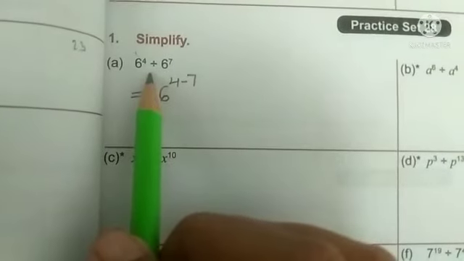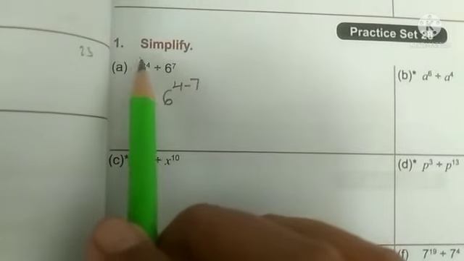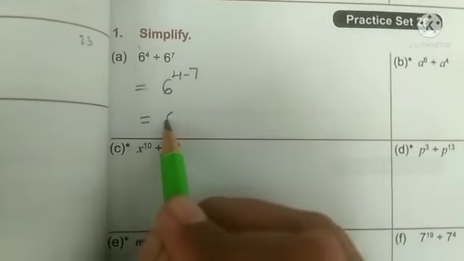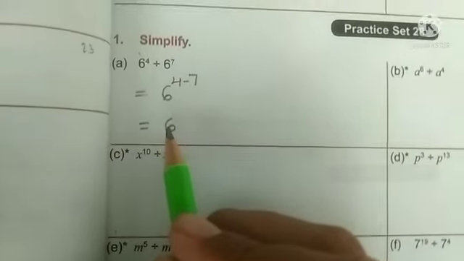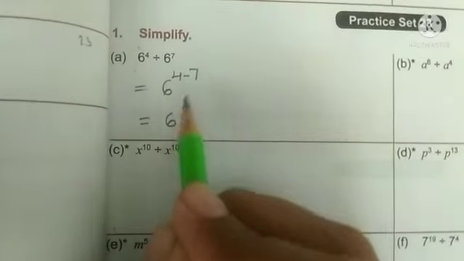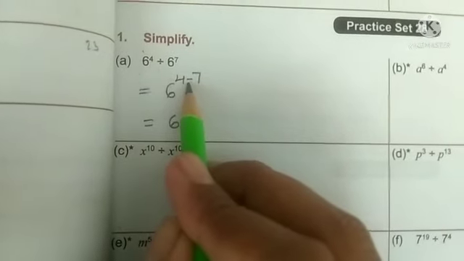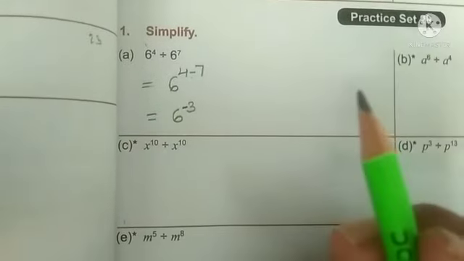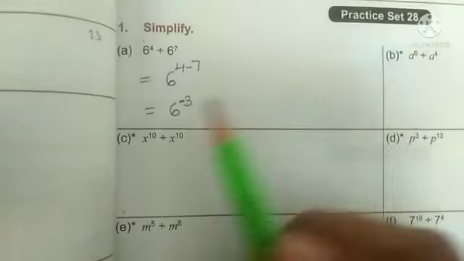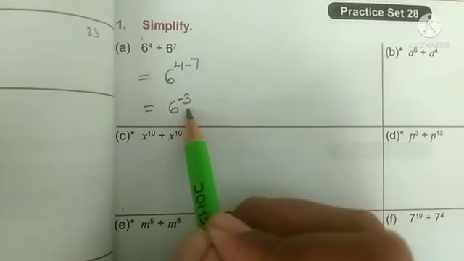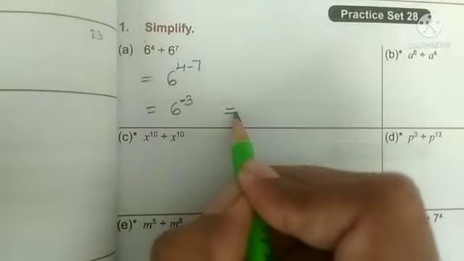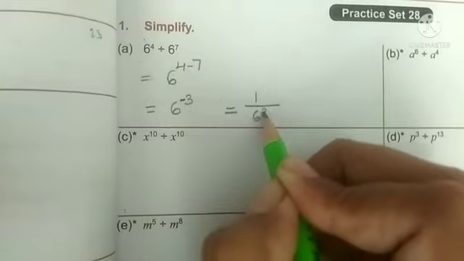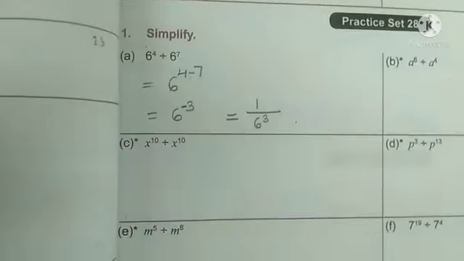Whenever division operation is given and the base is the same, you will subtract your index. If you subtract your index, you will get 3, and here 7 is your bigger number, with the sign of minus. So your answer will be 6 raised to minus 3. Clear? And if we want this index as a positive index, what will you do? You have to take 1 as your numerator and 6 raised to 3. Like this you have to do.